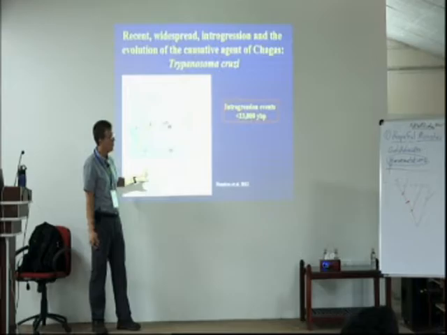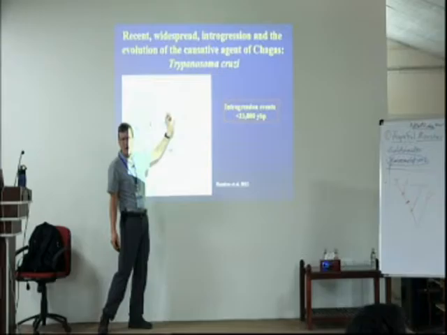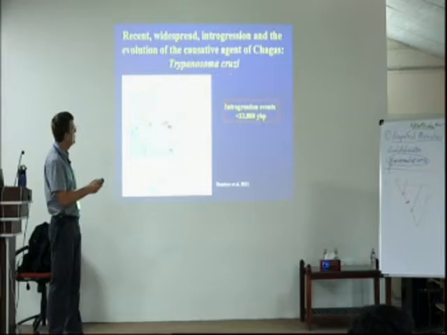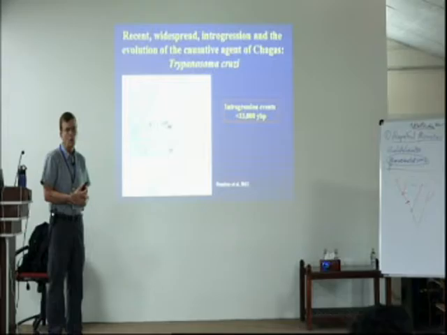But the other thing, and I'll show you this panel in another talk, all of these are ancient hybrid lineages. As a matter of fact, it's another anecdote. When they were first genome sequencing Trypanosoma cruzi, they could not get it to reassemble. And they could not figure out why. Why could they not assemble?